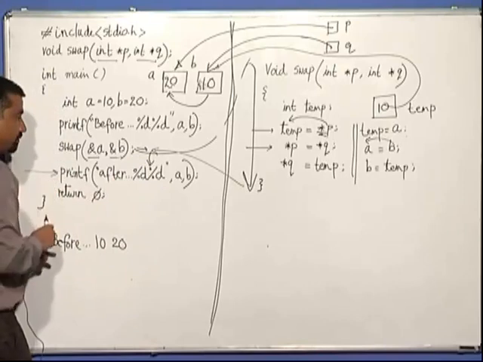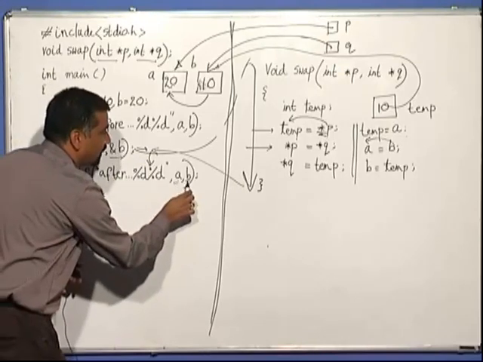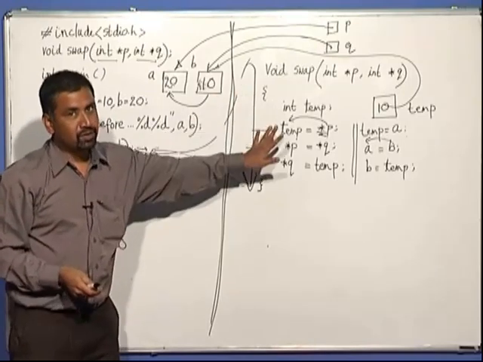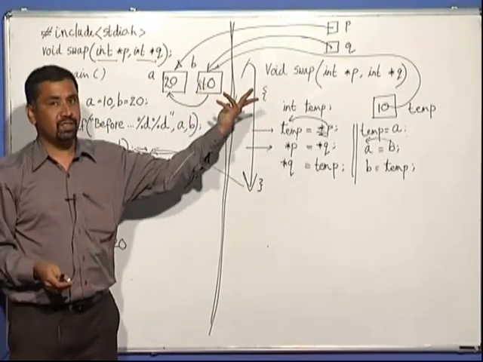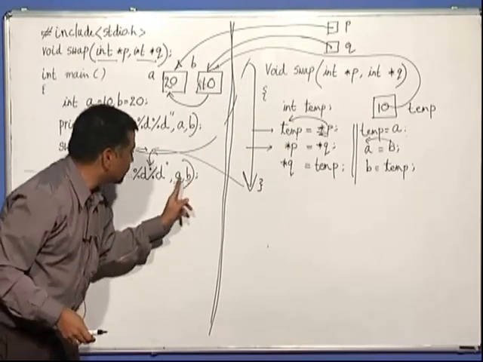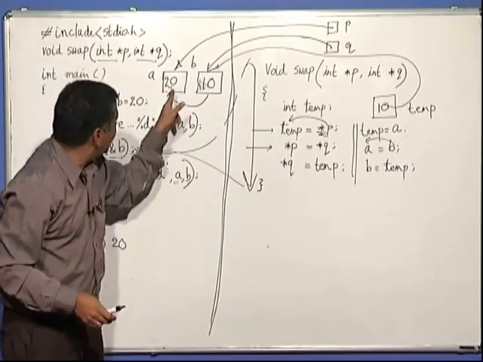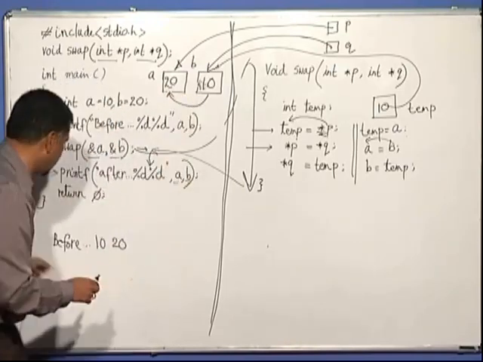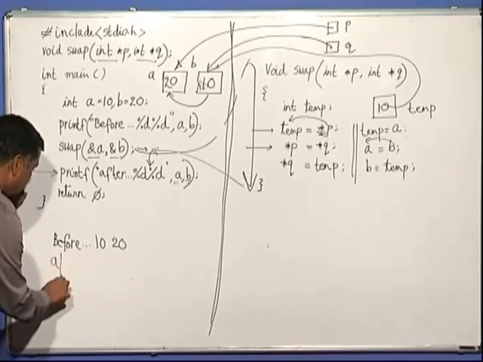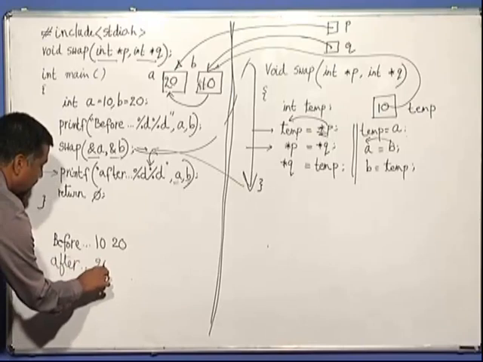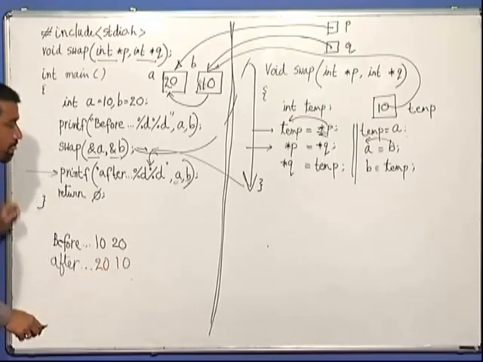Again printf. Now, what are the values in A and B? You notice that because of the function call, that function call has actually changed the values. Now, when the printf statement is executed, the current values are printed. What is the value in A? It says 20. What is the value in B? It says 10. So, the printf statement will result in an output like this.